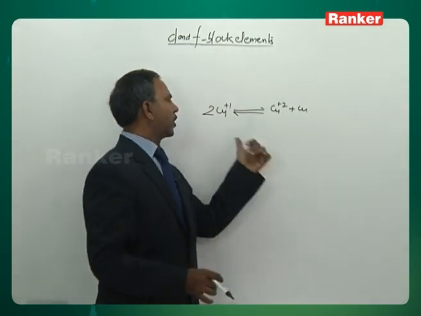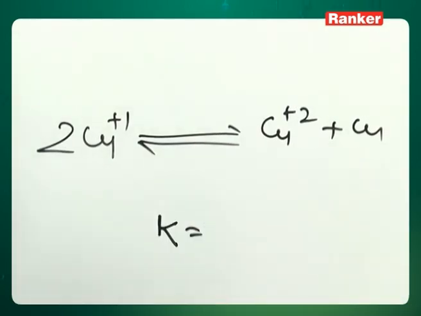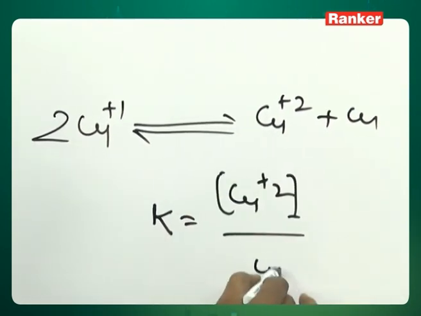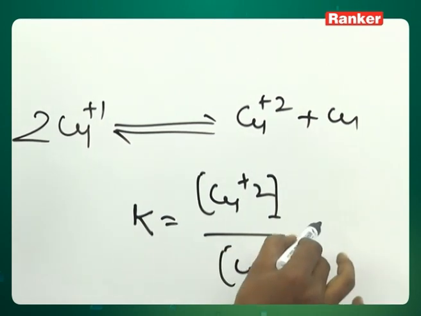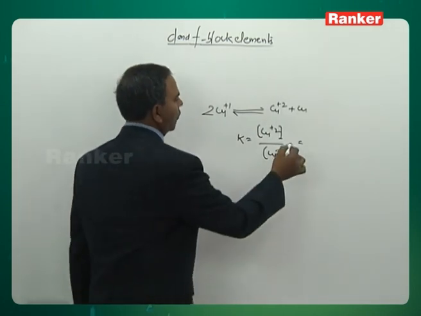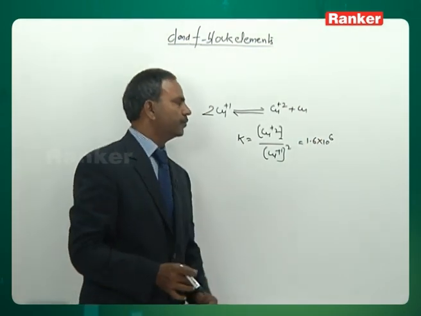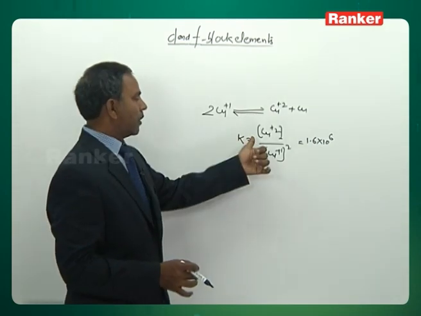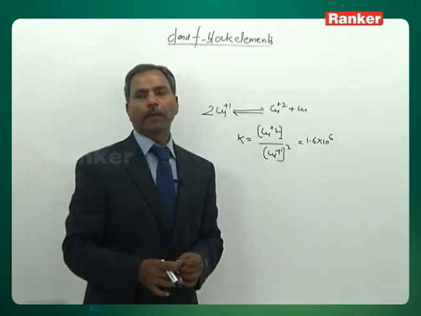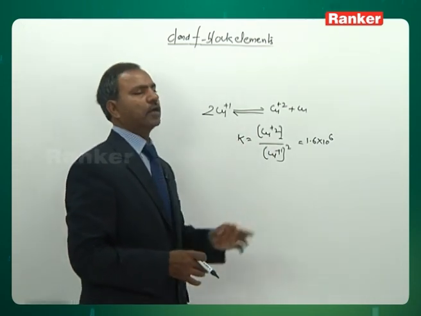How can you say that copper +1 doesn't exist in aqueous solution? Write the equilibrium constant for this: K equals Cu2+ over Cu+ squared. This reaction's equilibrium constant is 1.6 into 10 to the power of 6. Such a big value means the concentration of Cu2+ is very high in comparison to Cu+. Therefore, we conclude that copper +1 doesn't exist.